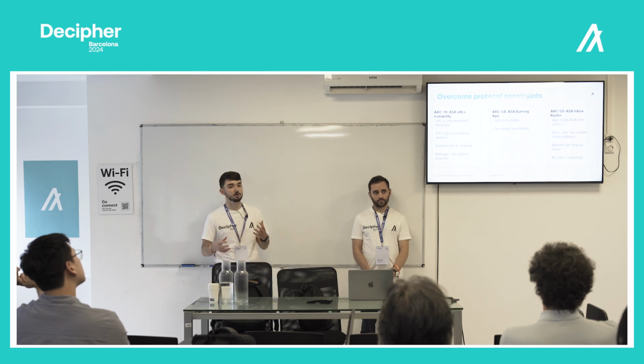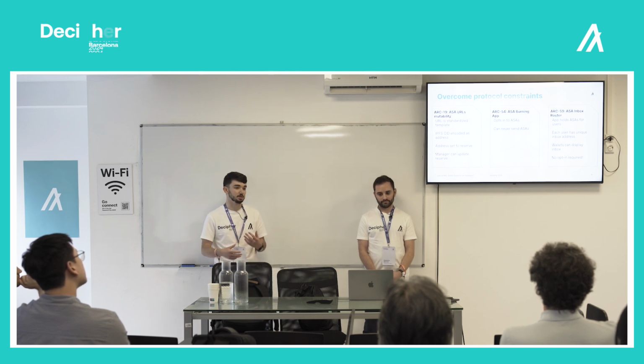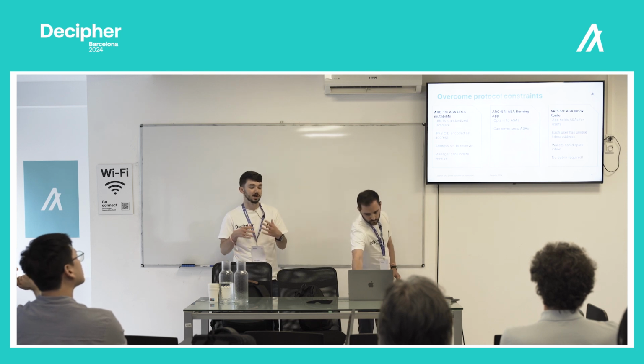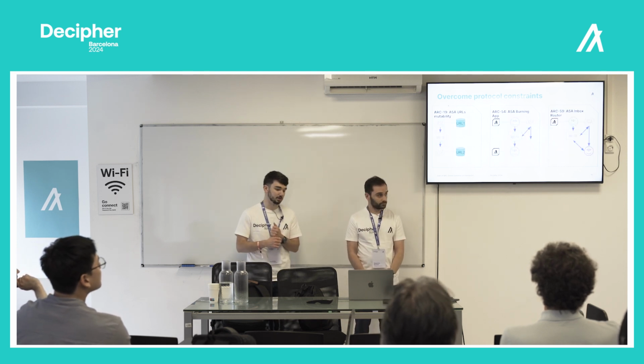And then finally, we have ARC59. This allows us to solve the common opt-in friction that we see with assets on Algorand, where we have an app that is able to hold assets on behalf of users, and they can just opt in and claim it later.